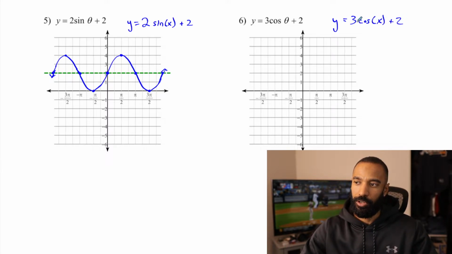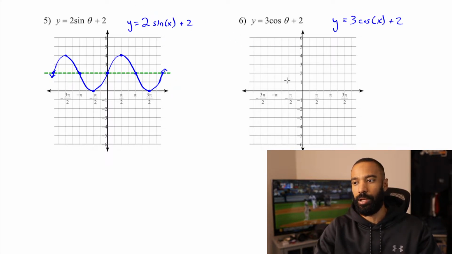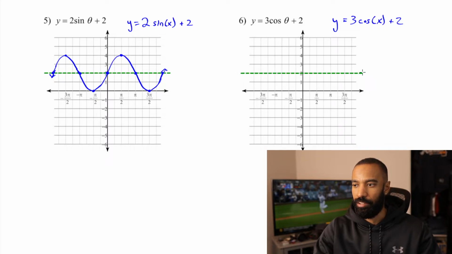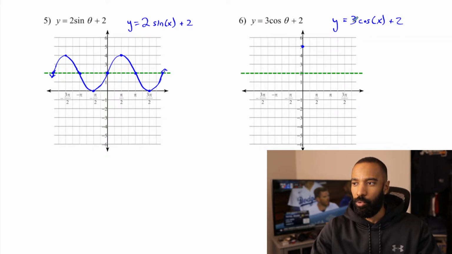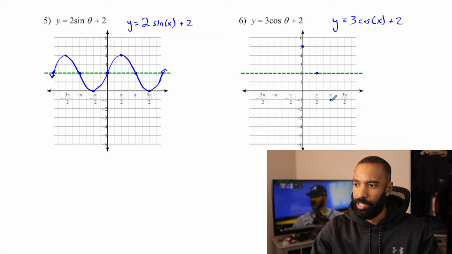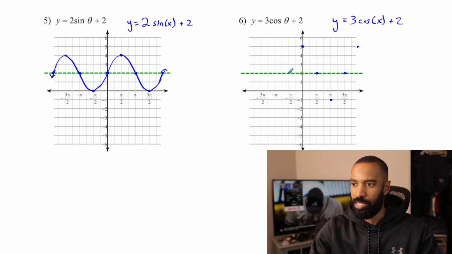This is very similar, only now the amplitude is 3, and we have a cosine graph, which means we start above the midline instead of on it. Amplitude is 3, so I'm going to start 3 above right there. And we'll move on from there. Pi over 2, we hit the midline, and then we go 3 down at another pi over 2 units over, and back up. And you can see this thing taking form.